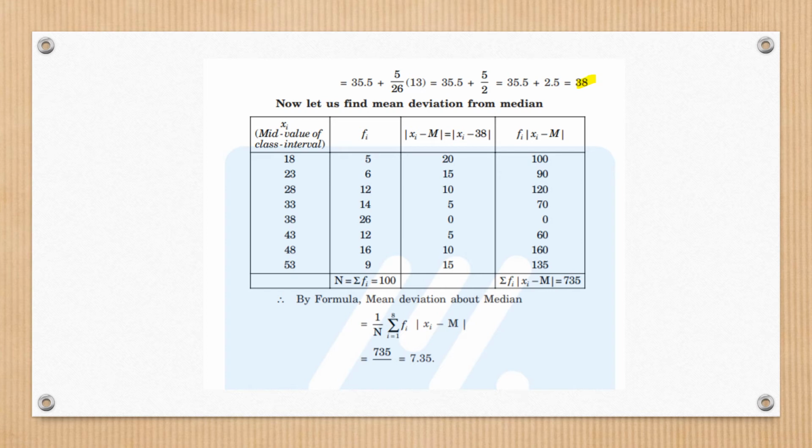Now find the mean deviation about median. You can make it in one table. So it is xi, this is fi, then the absolute value of xi minus m, like xi minus 38. So 18 minus 38 in absolute value is 20, then fi times the absolute value of xi minus m, and the sum of all these values. This is summation fi, and mean deviation about median is calculated using this formula, that is 735 divided by 100. We need to write 100 here also. So 735 divided by 100 is equal to 7.35.